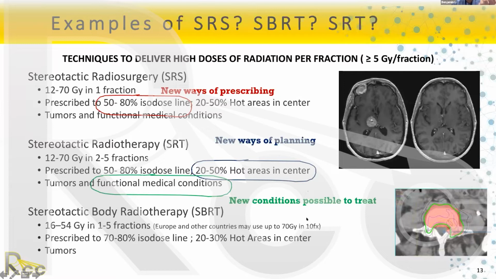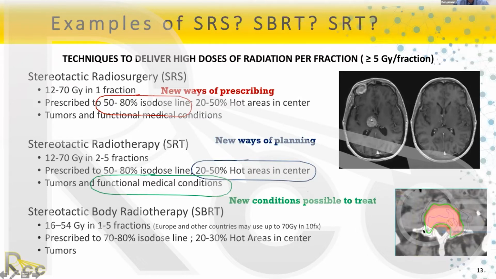And what are some things that we're seeing? Well, we're seeing new ways of prescribing treatments, prescribing to the 50% isodose line or 80% isodose line. We're seeing new ways of treatment planning. Now we're allowing hotspots inside our target of 120% or 150%. And this is very unconventional. This is new. And we're able to use these treatments not only to treat tumors, but even to treat functional medical conditions like trigeminal neuralgia. And we have new options for treatment.